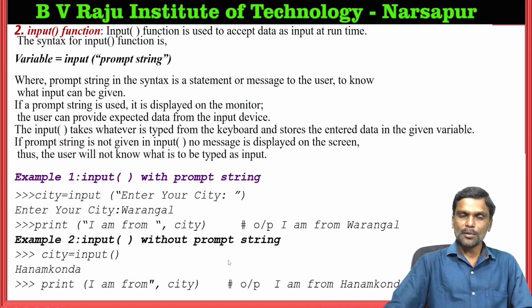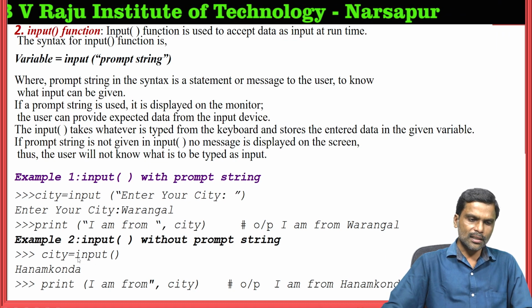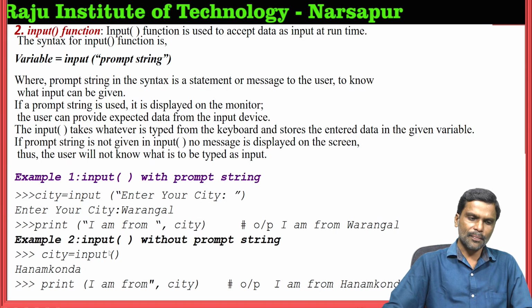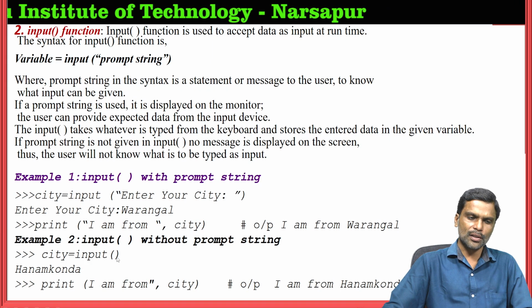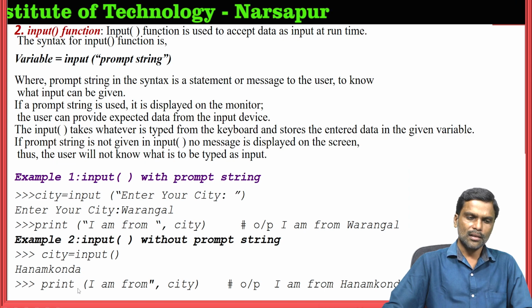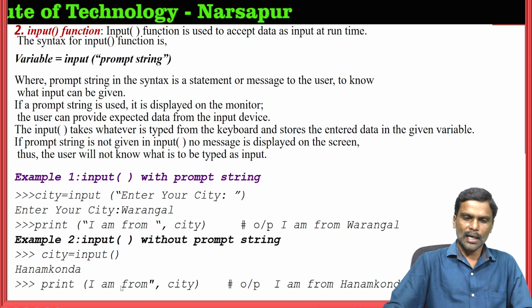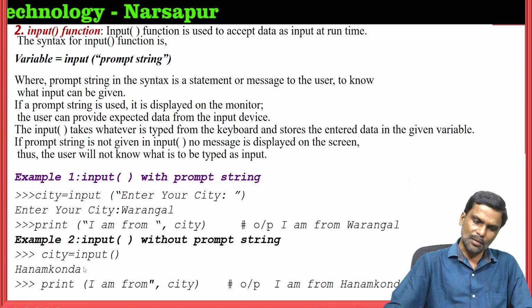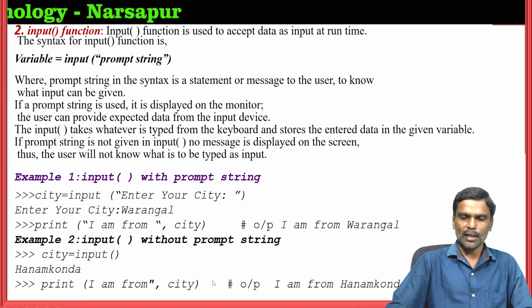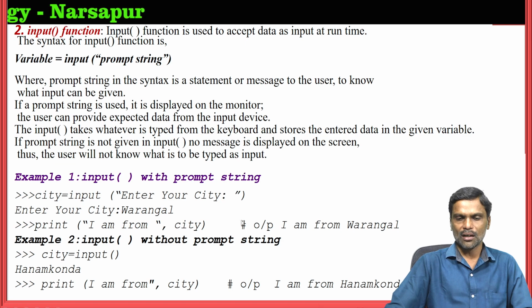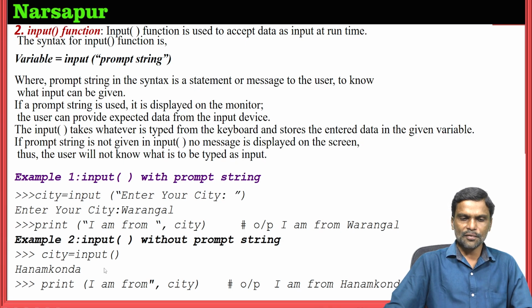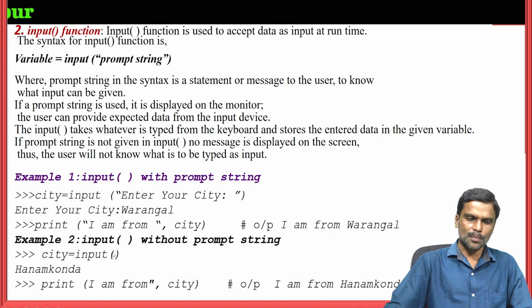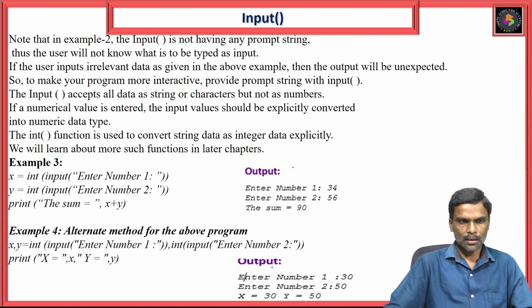Now, input without a prompting string, you can see here. city is equal to input function we are taking, simply. City is equal to input, Hanmakonda we are giving. Print I am from, again city. So for the city input we have already given Hanmakonda. Then the output will be I am from Hanmakonda. So this is without a prompting string. There is no output, nothing is displayed before that.